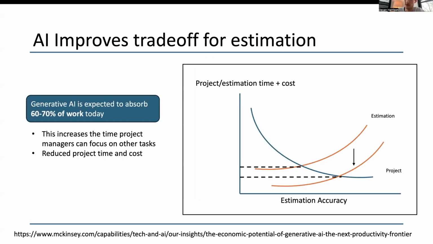And of course, when you reduce the price of estimation and get more accuracy out of it, we see that bar move down on the relationship between the project cost and the estimation of that trade-off. So we're seeing now that generative AI is expected to absorb 60 to 70% of all work today. And that means that if you have the same number of people, they're doing less work, and then they can focus on the more important tasks that humans need to do, like managing people and navigating organizations.